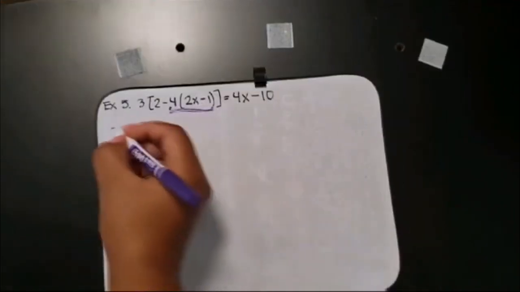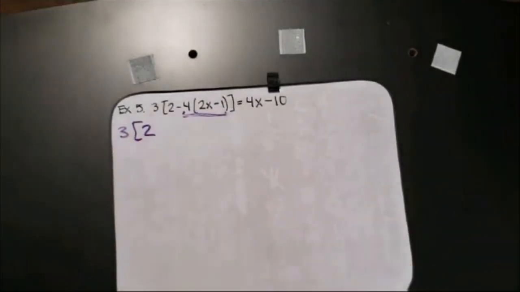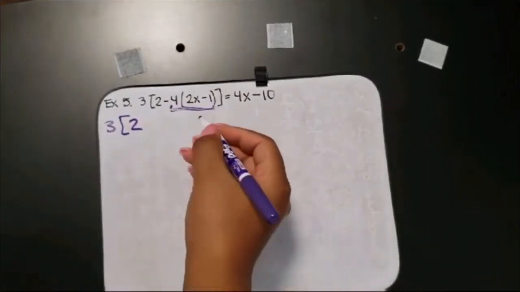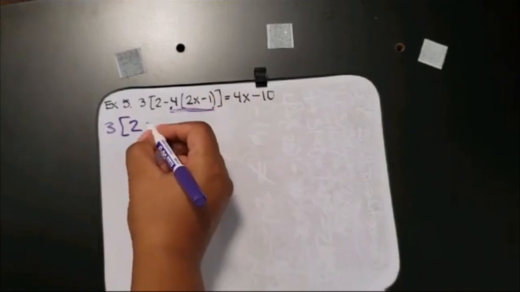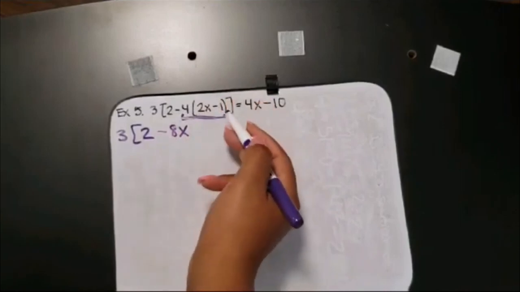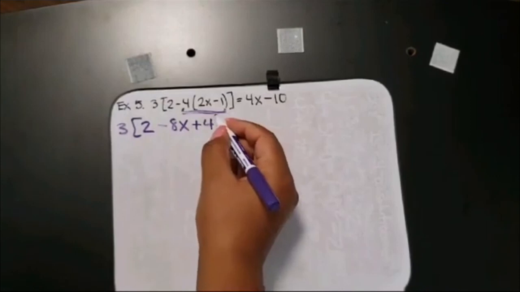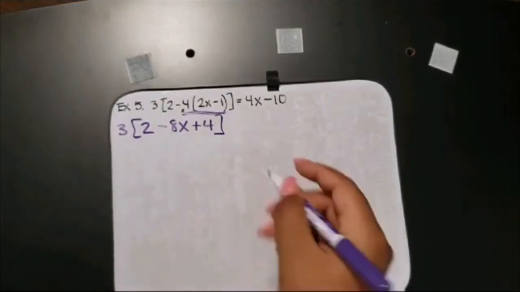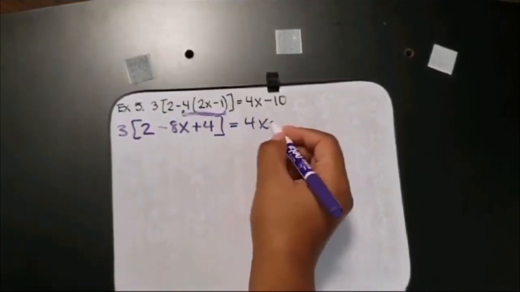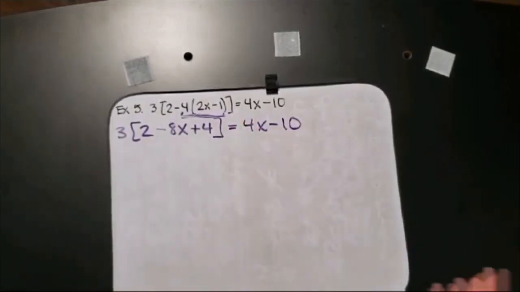All right. So we're going to copy our 3, copy our bracket, and copy our 2. Now we need to distribute this negative 4 in. So negative 4 times 2x is negative 8x. Negative 4 times negative 1 is positive 4. All right. Then we close the bracket. And we copy down the rest of the other side because this side is fully simplified.